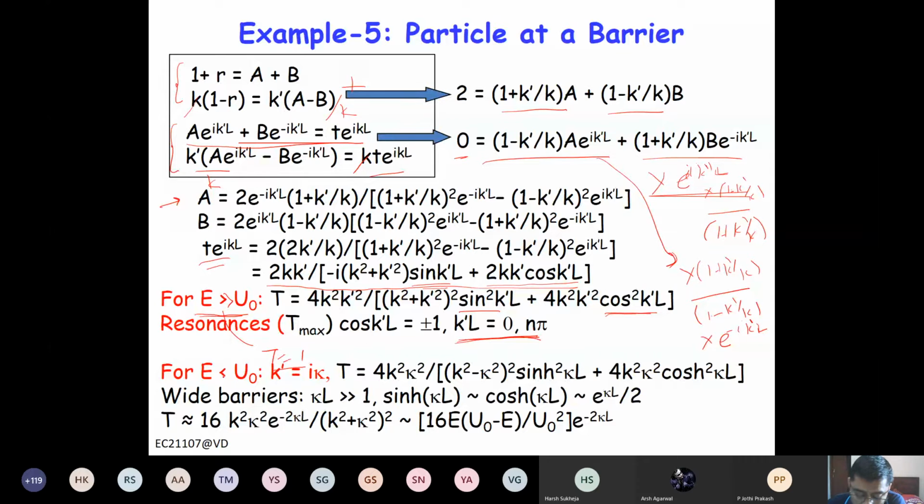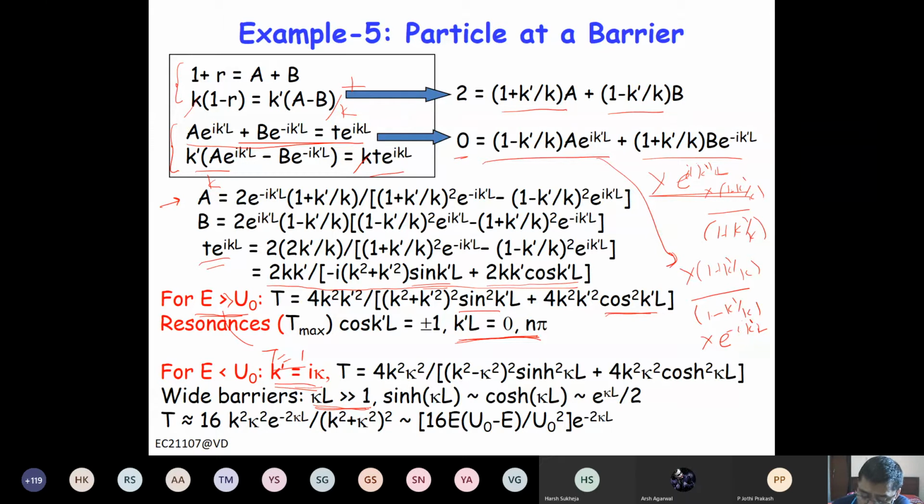And for energy less than U naught, you don't have to do much here. You can just replace K by iota eta or iota kappa, and the equation remains the same, because K prime is iota times kappa, so it becomes sine hyperbolic. So instead of sine and cos, you write sine hyperbolic and cos hyperbolic here. The rest is the same, right? And then KL, where L is the length of the barrier, becomes kind of a phase, or how many wavelengths, right?